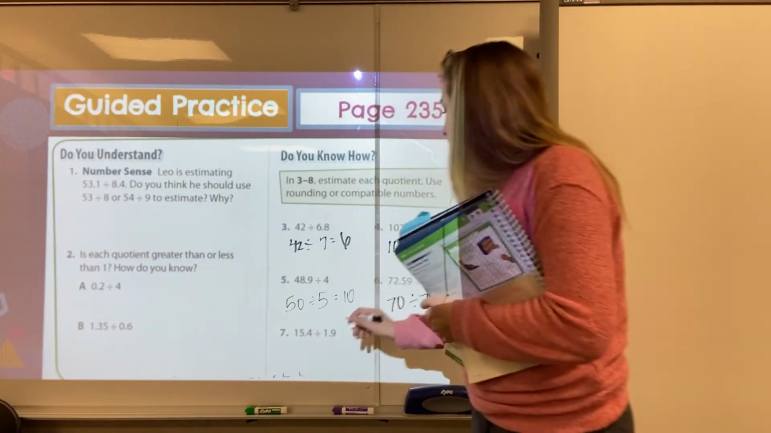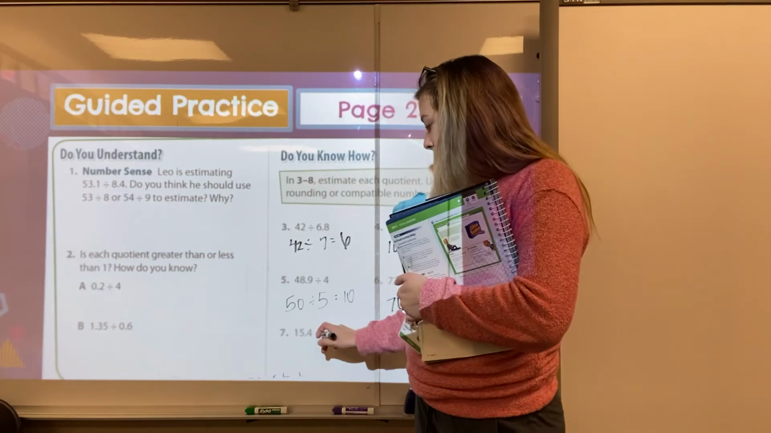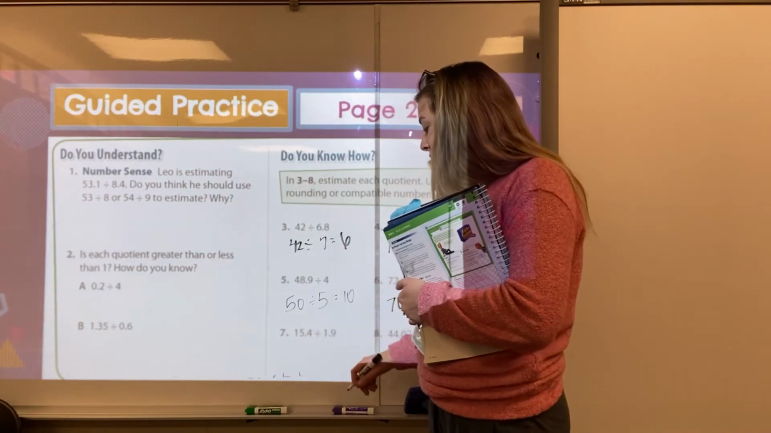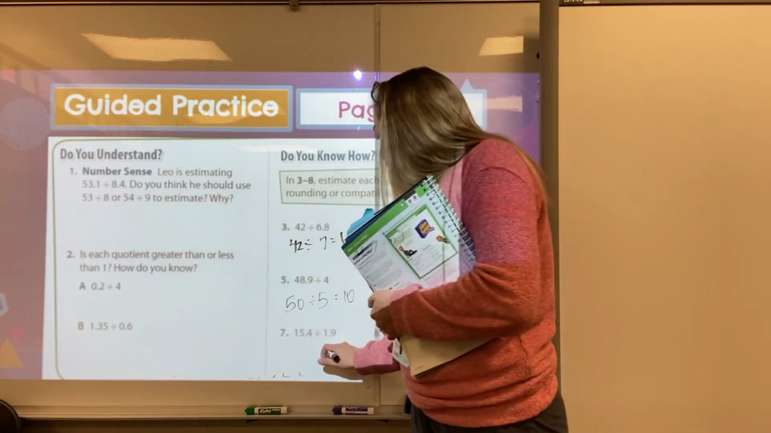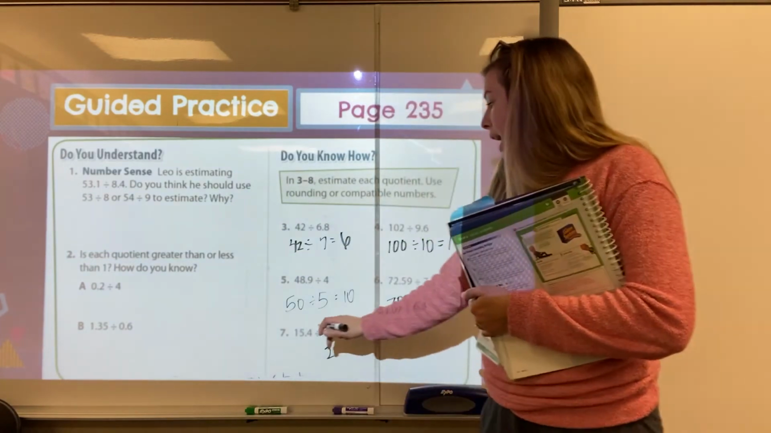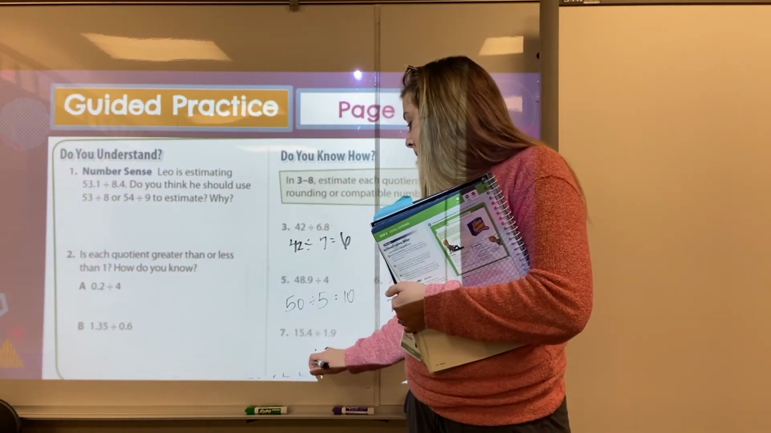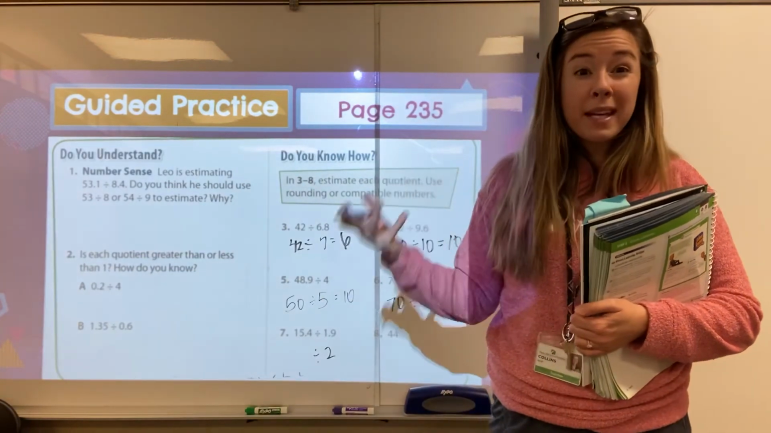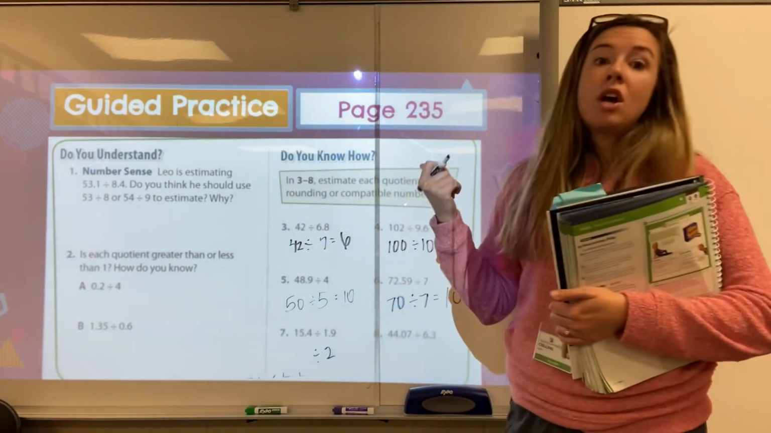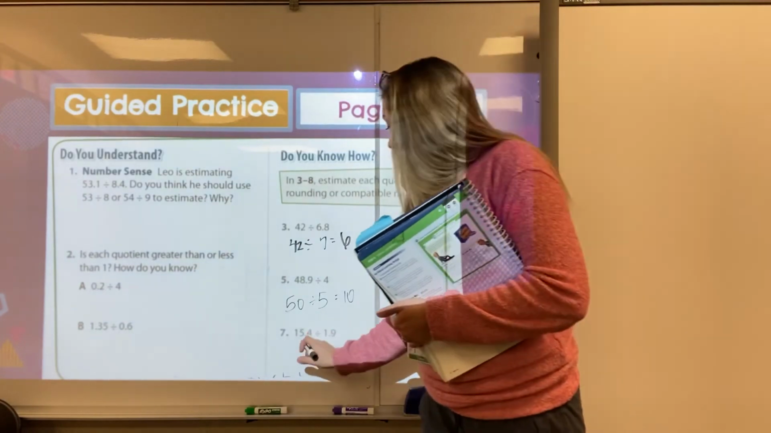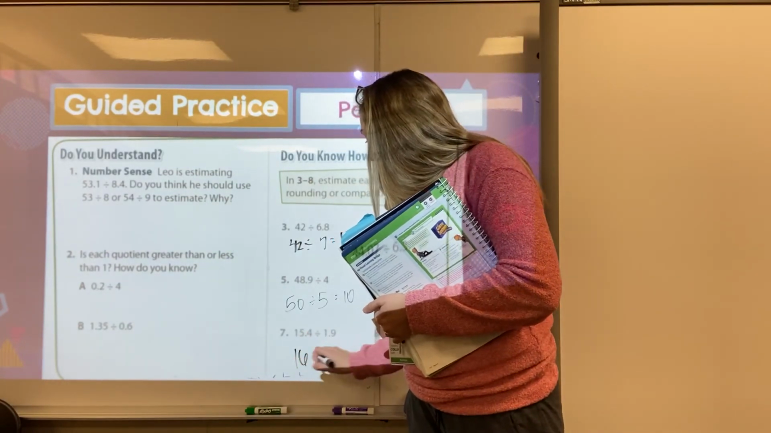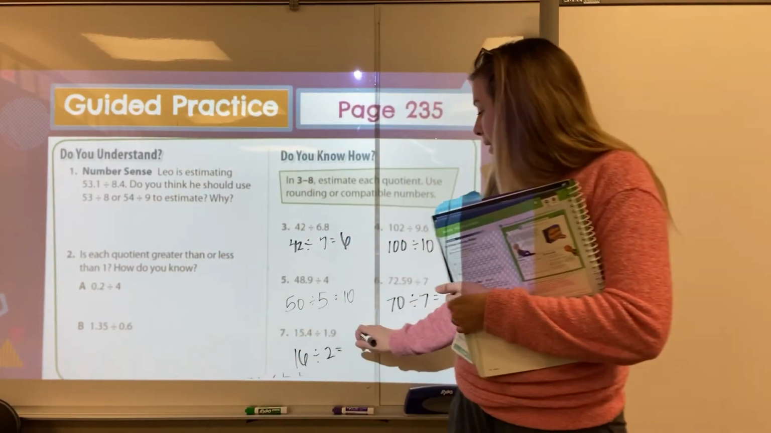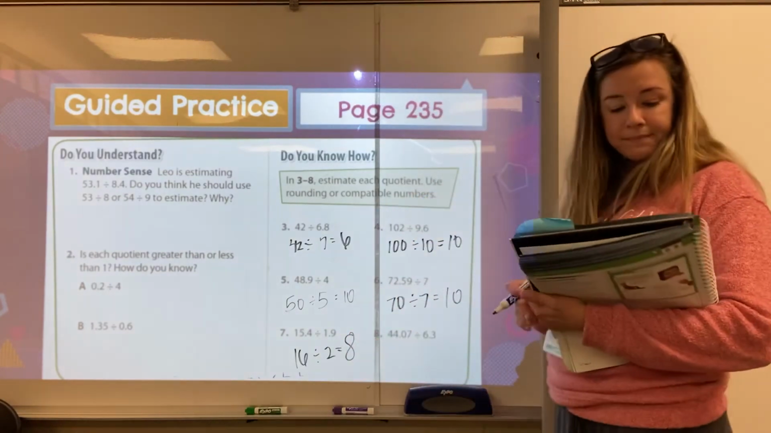Okay, let's go ahead and try this one. I have 1 and 9/10 as my divisor. My dividend is 15 and 4/10. So I would probably round that to 2. And then if I'm looking at 15, I want it to be a number that I can divide by 2 or cut in half easily. And so that's going to have to be an even number, a number that ends in a 2, 4, 6, or 8. So I'm going to round 15 and 4/10 to 16. And if I do 16 divided by 2, I get 8.